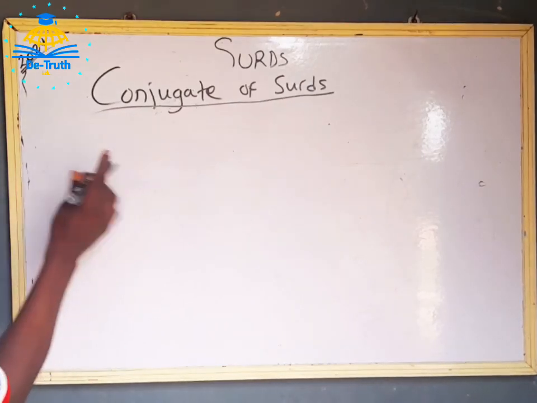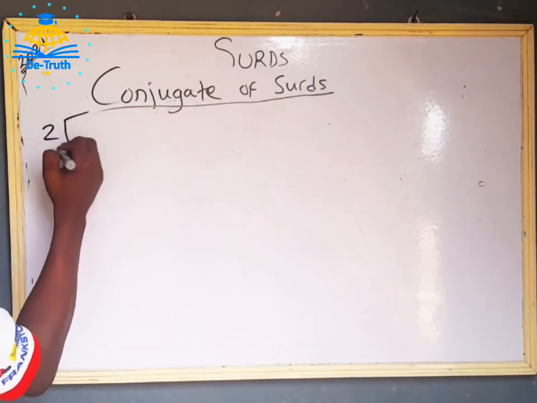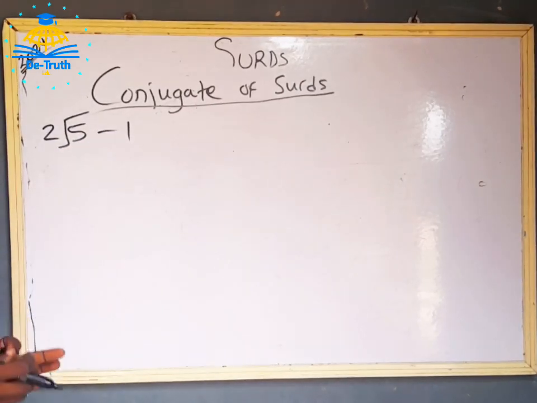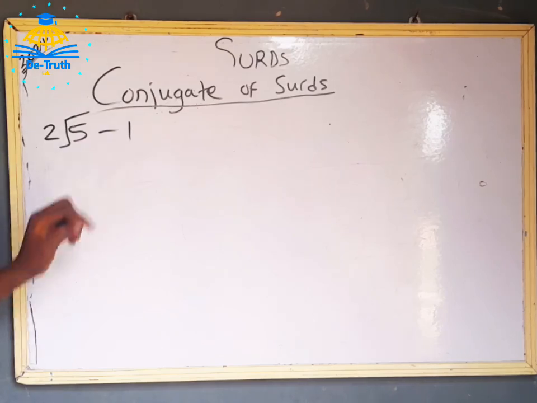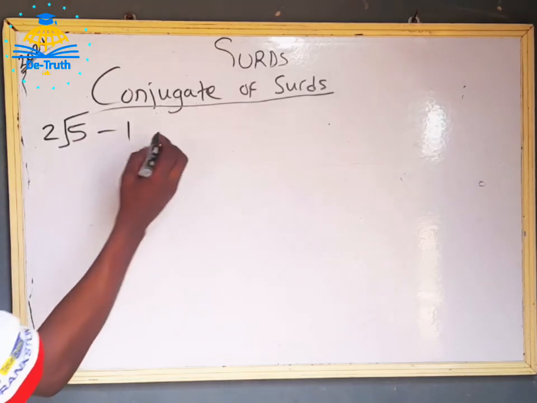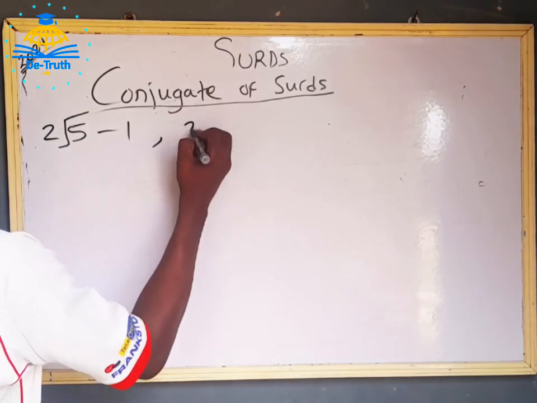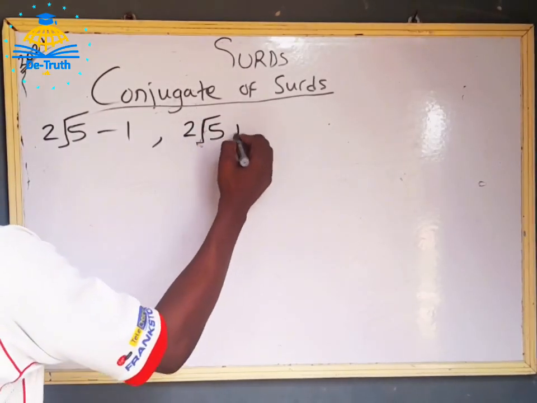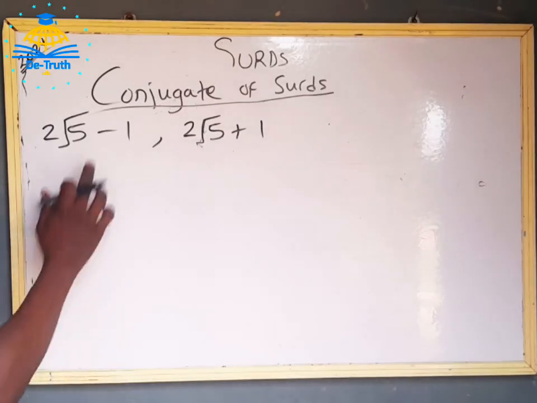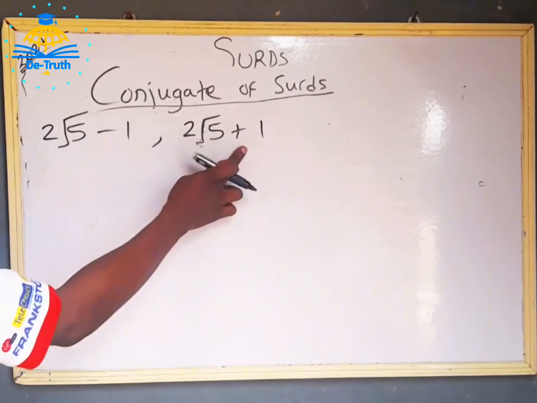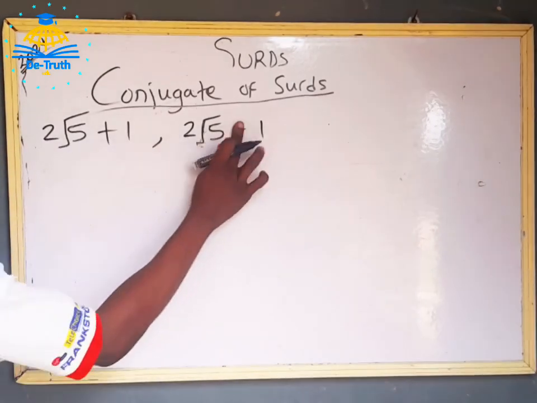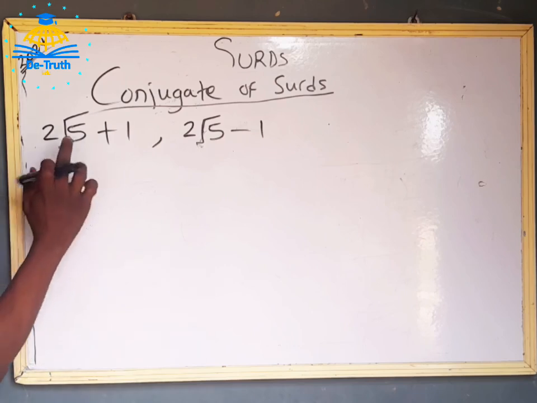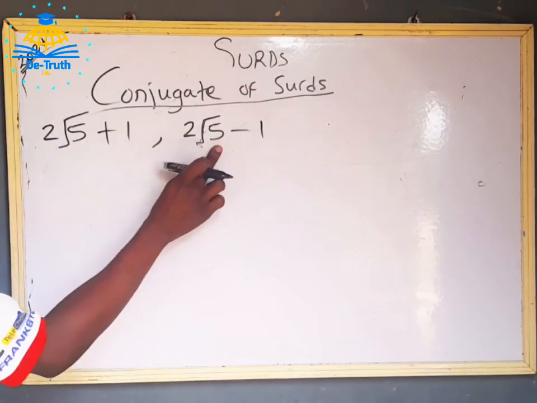But in case we have a number like 2 root 5 minus 1, what is the number I'm going to multiply by this 2 root 5 minus 1 to give me a rational number? It is simply 2 root 5 plus 1. What have I done? Just changed the sign from minus to plus. In case I have plus, the conjugate is going to be minus. So why? If I multiply this and this together, I'm going to get a rational number.